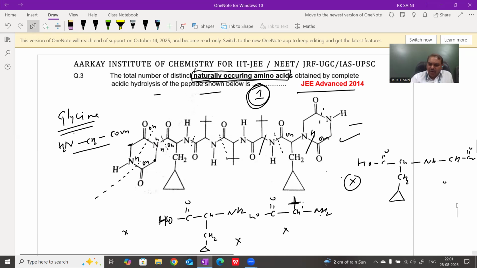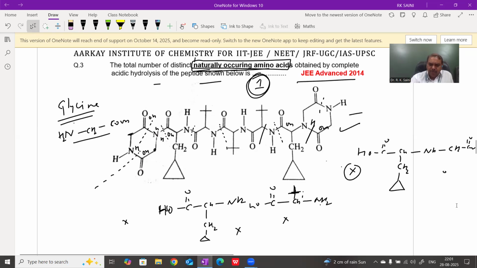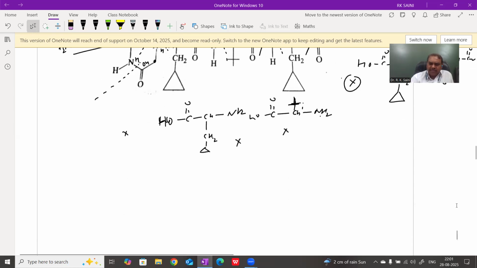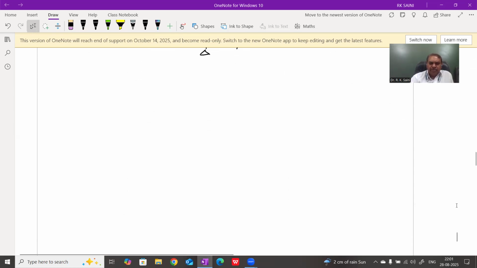Dear students, the 20 amino acids are important for your examination. So I suggest you learn all 20 amino acids, their single letter codes, as well as their structures. For example, the total natural amino acids which make protein are L amino acids. It means the NH2 group is present on the left-hand side. This is the L amino acid.